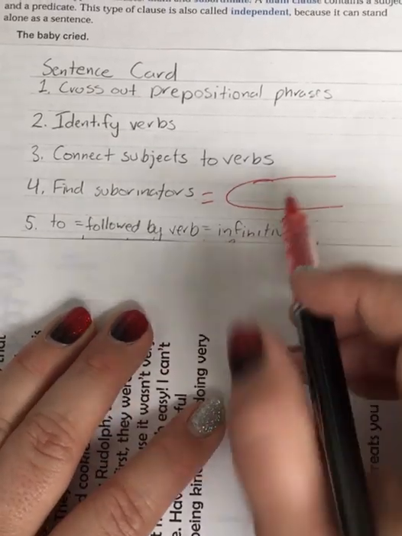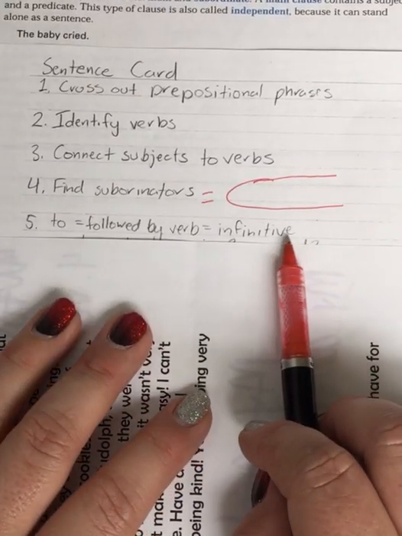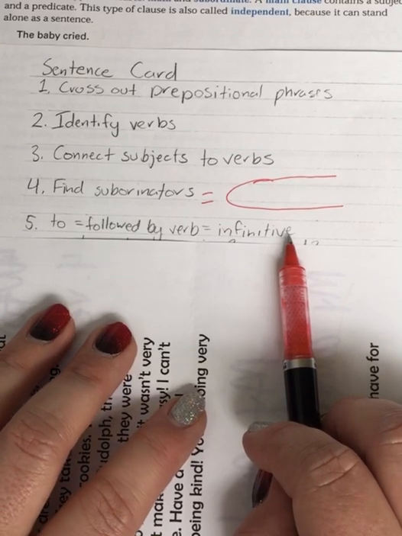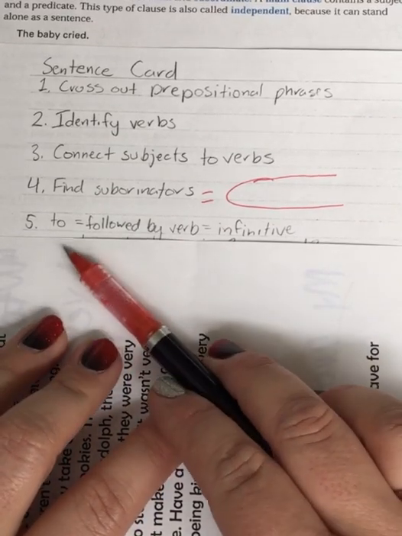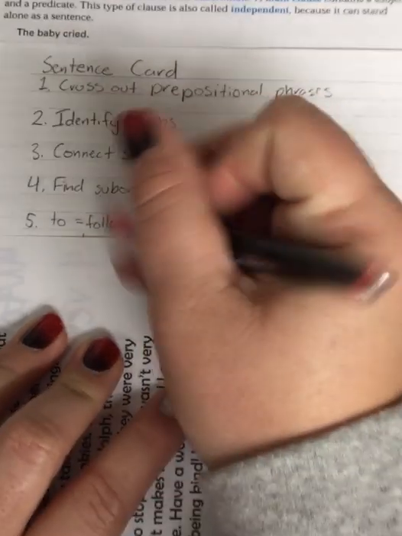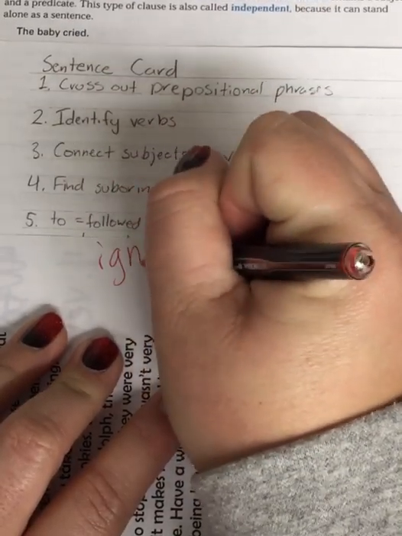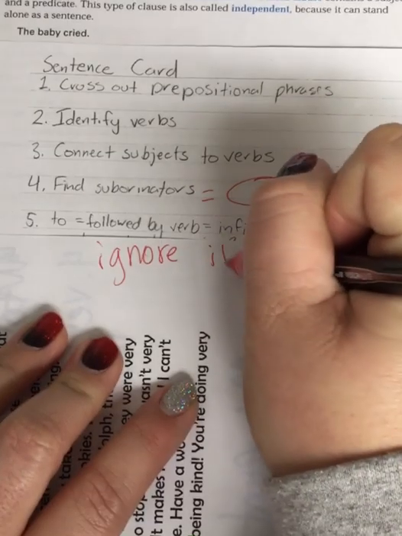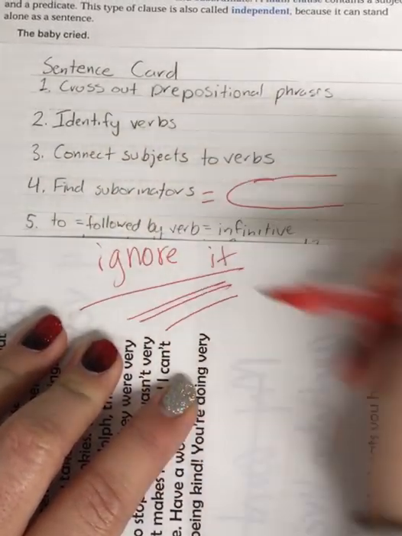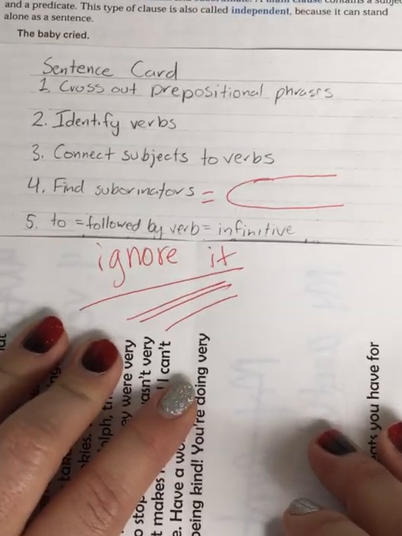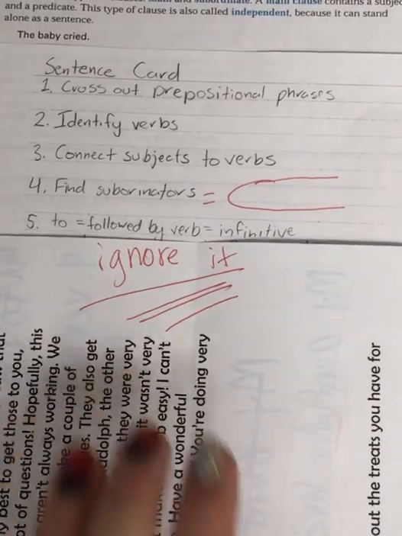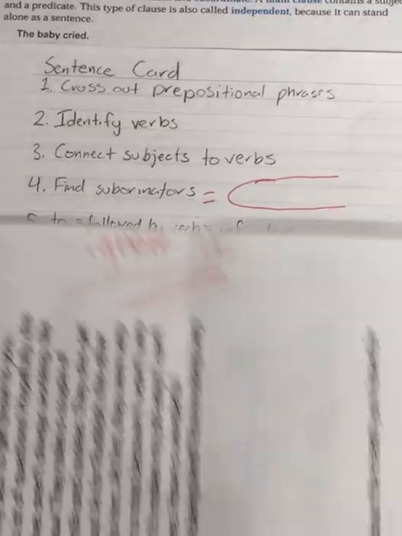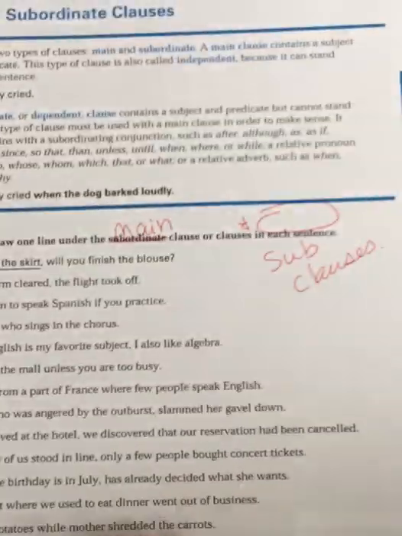To followed by a verb is a special construction called an infinitive. We're not going to study that because I don't think it's that important. But what you need to know is if the word to is followed by a verb, you're going to ignore it. It is not a verb. Okay, so let's look at this worksheet now.